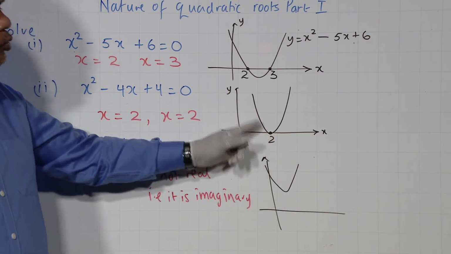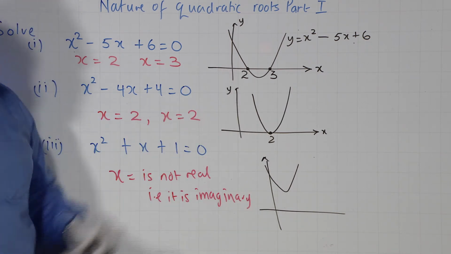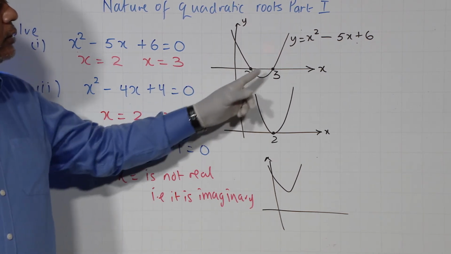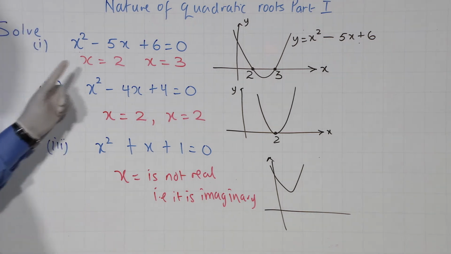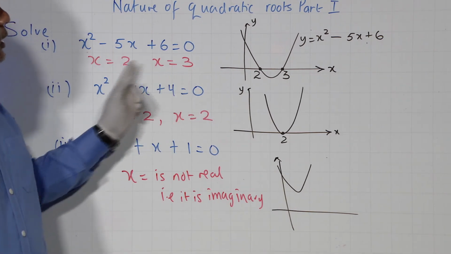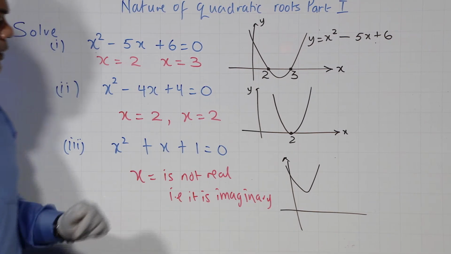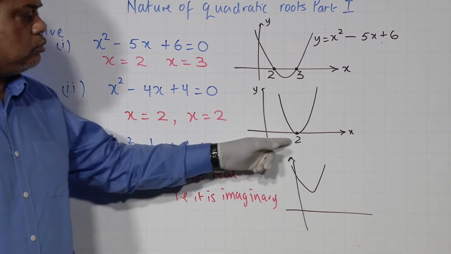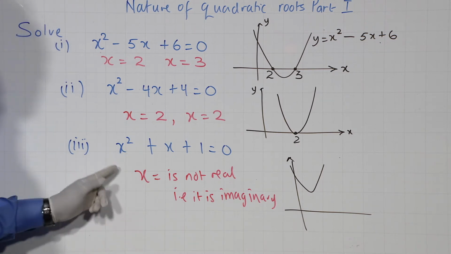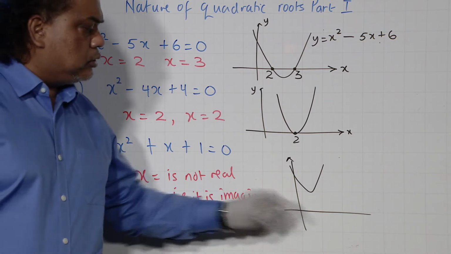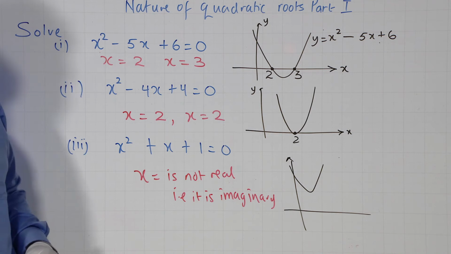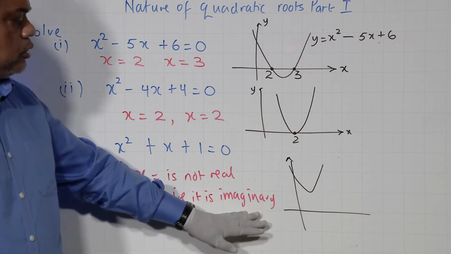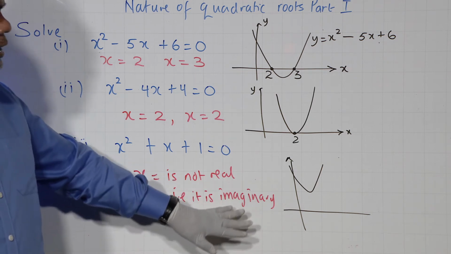So what is a root? A root is that value of x where the graph would actually cut the x-axis. Here I have two distinct roots, 2 and 3. Here I have two real and equal roots. Here, the graph does not cut x-axis, it is completely above in that case. Therefore, the roots are said to be imaginary.